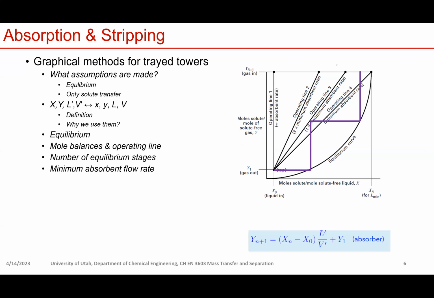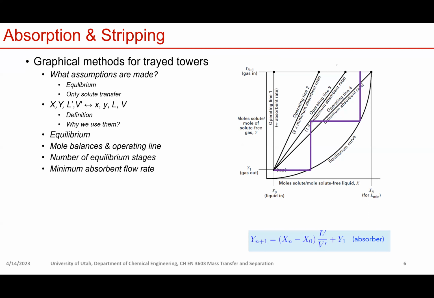So if no questions, I want to ask you, what does minimum absorbent flow rate mean? Any? Yes. Basically it's the minimum flow rate of the absorbent to get the separation, like how much flow of your liquid you need in order to get the separation balanced. Yes. And on this figure, it's where the operating line intersects with the equilibrium curve at the separation you want. Okay, good.